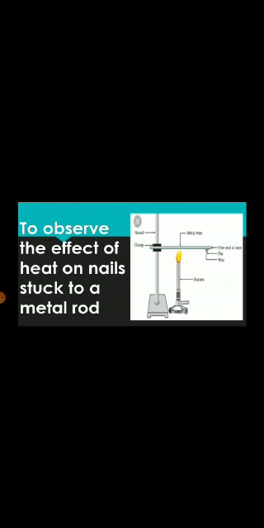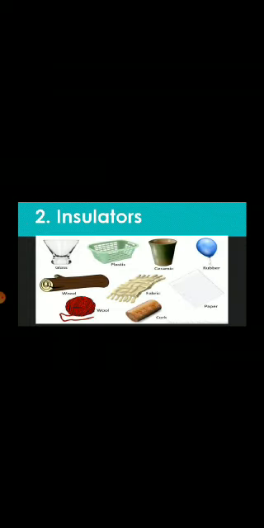So what we can observe is that after some time the nail starts to fall. Why? Because the middle of the rod is getting heated and heat energy is transferred from the middle to the right end of the rod. Then the wax melts. That's why the nail comes down. So this is the proof of conduction through the metal rod.